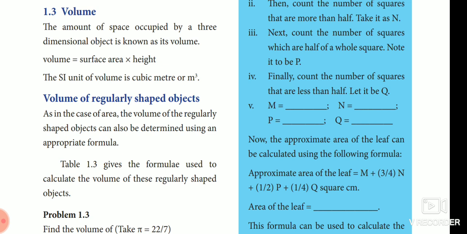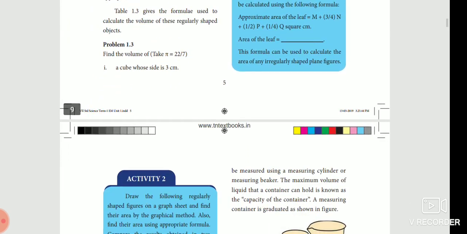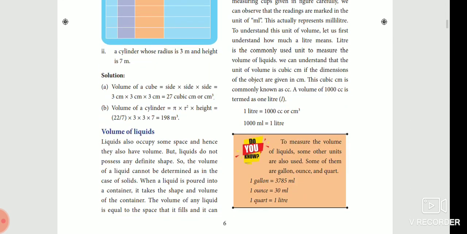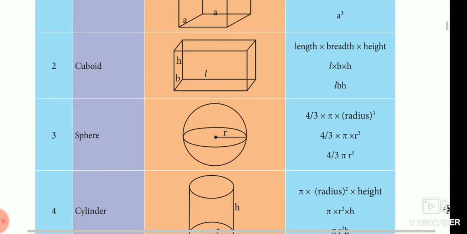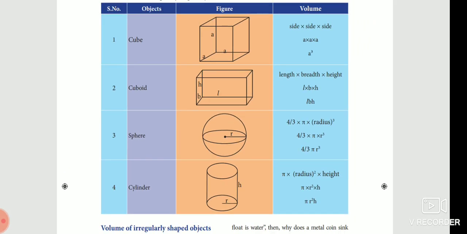Now we study some regular shaped object volume. Look at the figure 1.4. Look at these regular shaped objects: cube, cuboid, sphere, cylinder. Now we will study their volume.